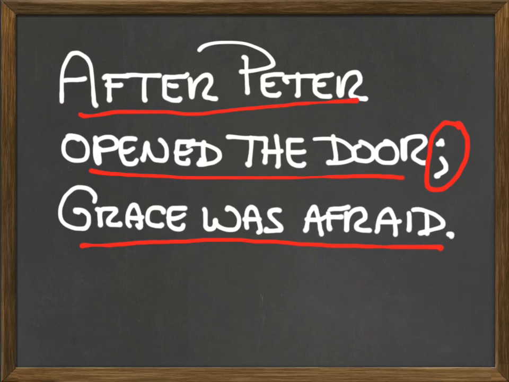But look at this part. After Peter opened the door. That's not a complete sentence if you take it out and let it stand on its own. When we use a word such as after, there needs to be more information following in the sentence. Something like after Peter opened the door, the wind blew leaves in, or after Peter opened the door, my mother yelled at him to shut it. As it stands here, after Peter opened the door, that is not an independent clause. It's a dependent clause, so you may not use the semicolon.